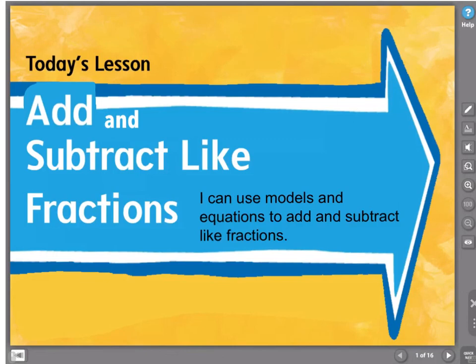Today we learned how to add and subtract like fractions. Our I can statement is I can use models and equations to add and subtract like fractions. Go ahead and press pause now if you need a minute to write this down on your whiteboard.